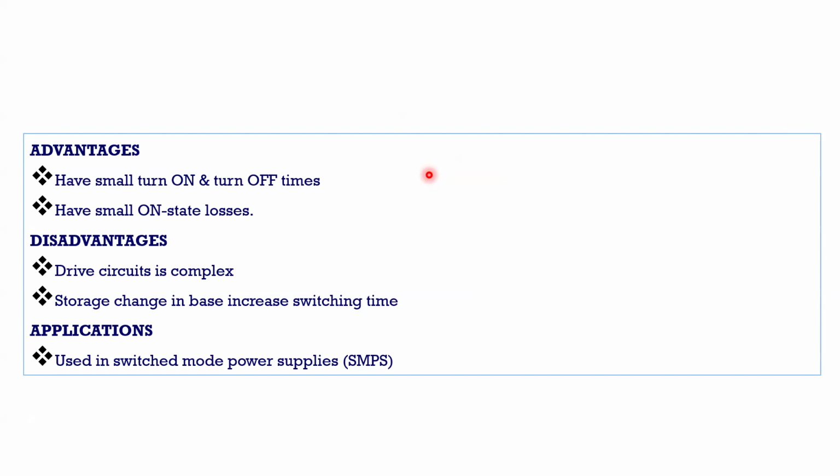The disadvantage is that the driver circuit is complex because you have to prevent the primary breakdown and the secondary breakdown. Storage charge in the base increases switching time. So it is deployed for power applications, but if you are changing some base charge, it increases your switching time. The major application is switched mode power supply. Apart from that, it is used in inverters, that is DC to AC inverters, and in some high power AC circuits and power factor applications, this particular power BJT is used.